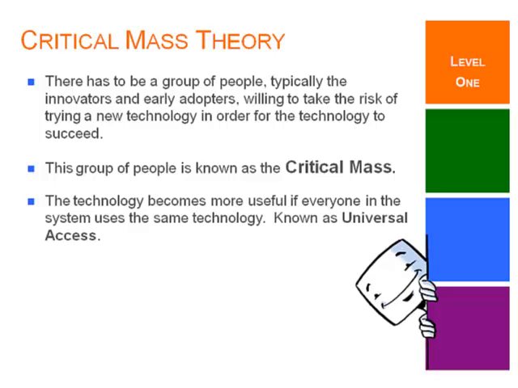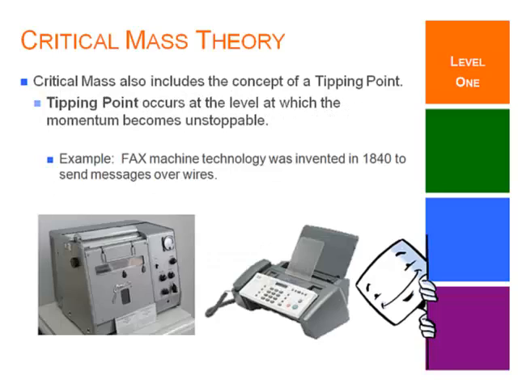Technologies become more useful as people are added to the group of users that use the same technology. This is known as universal access. Critical mass also includes the concept of a tipping point. The tipping point occurs at the level at which the momentum becomes unstoppable for that technology.